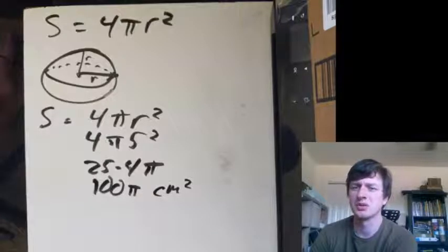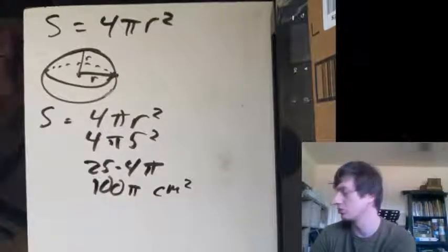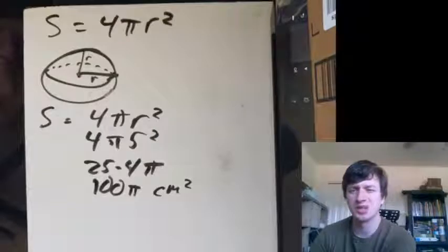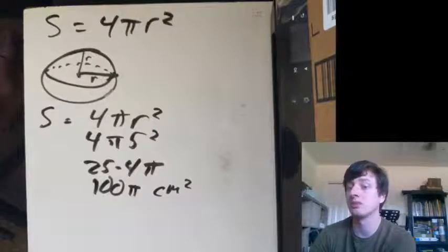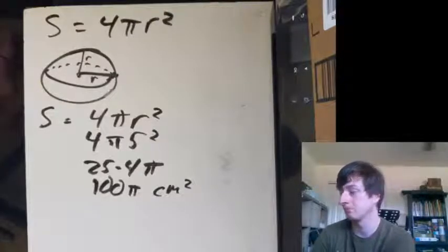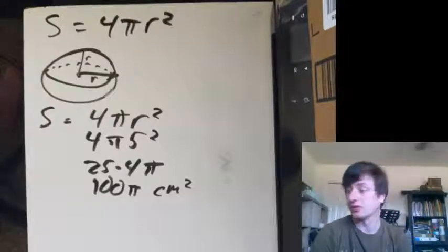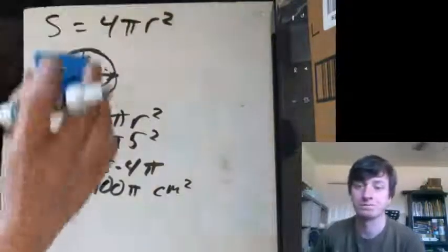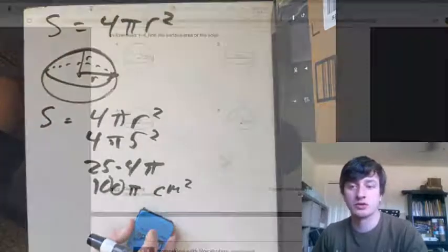So that's like 300.1, right? Square centimeters, which is not super big, but it's a lot bigger than 5. When we multiply things, they get bigger. Okay, so that's the first one.